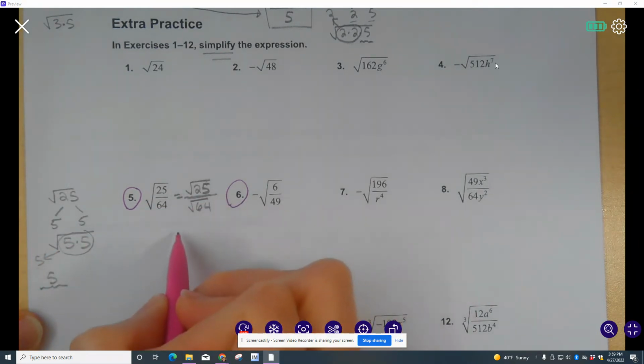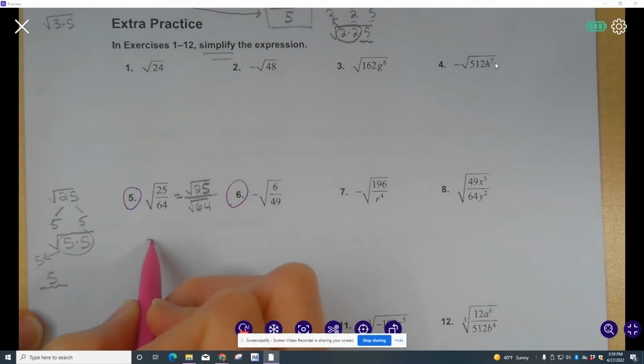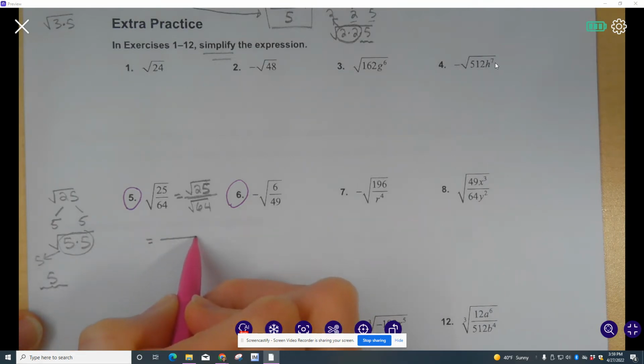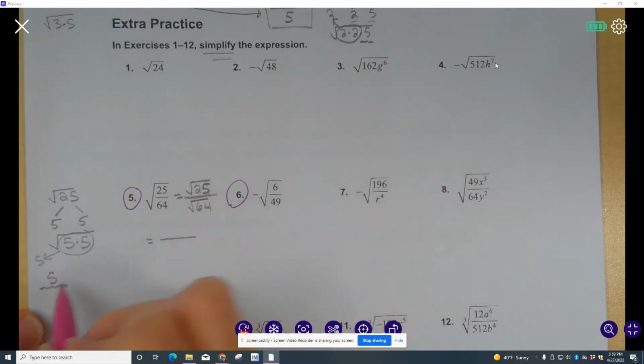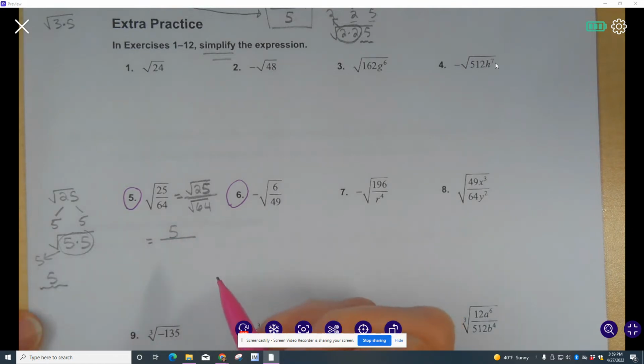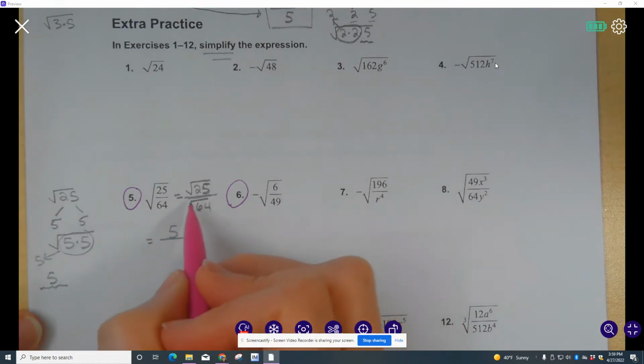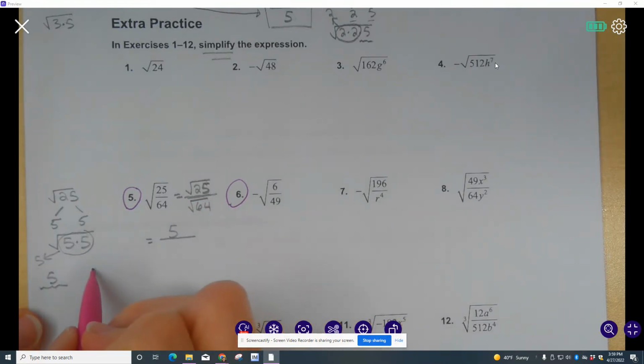So if I'm continuing to simplify this fraction, I'm going to say equals, keep your fraction going. Square root of 25 is 5. So on the top I have 5. Now do a tree on 64. So square root of 64.